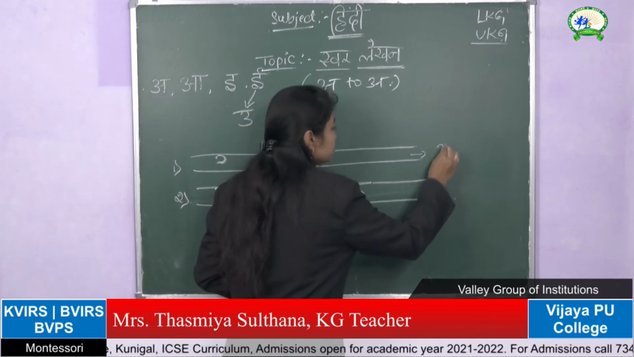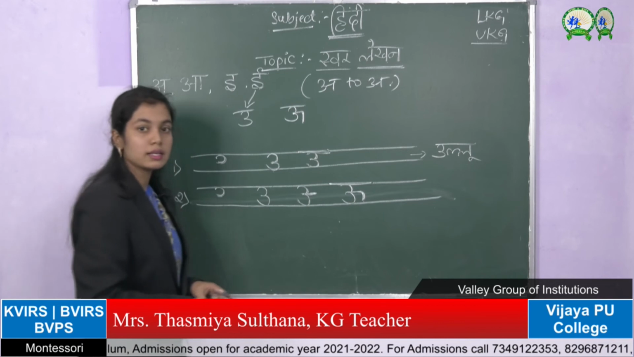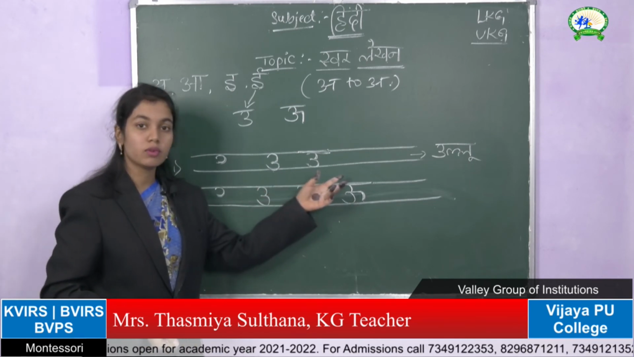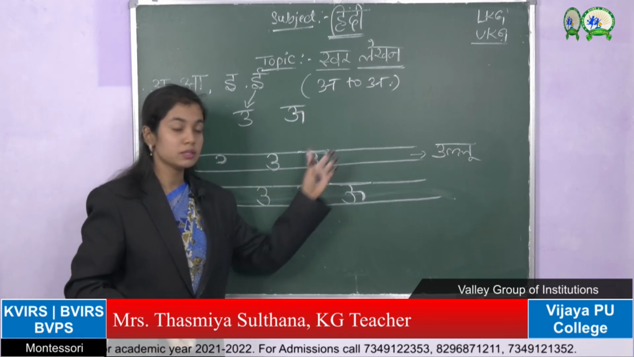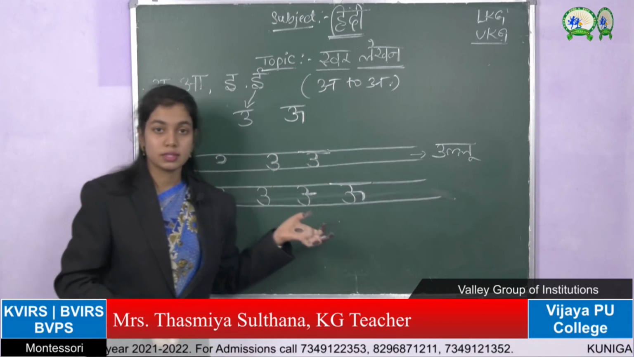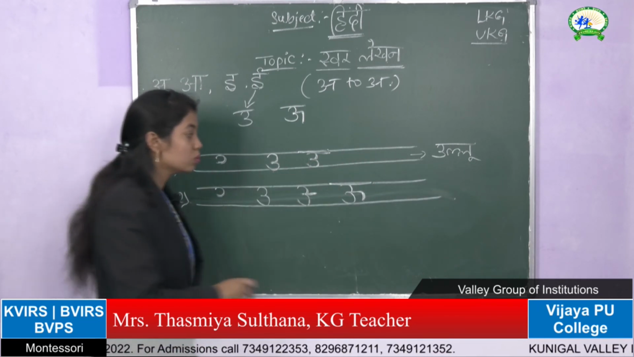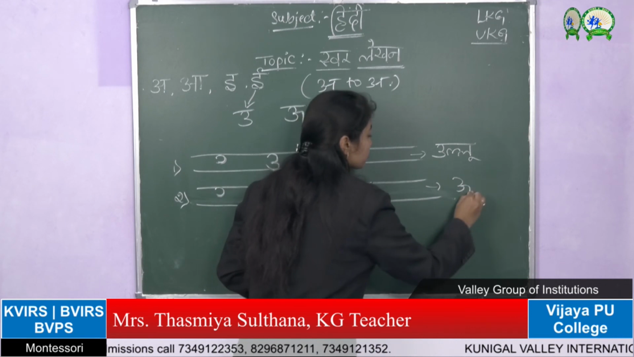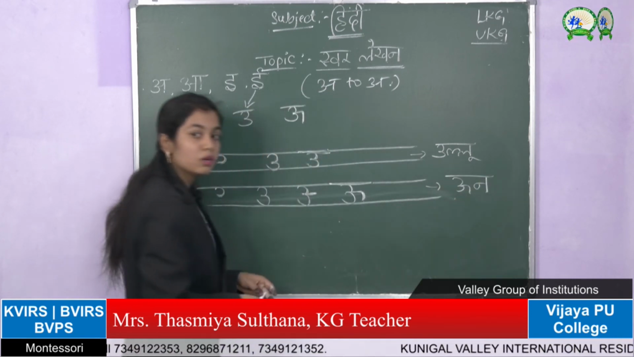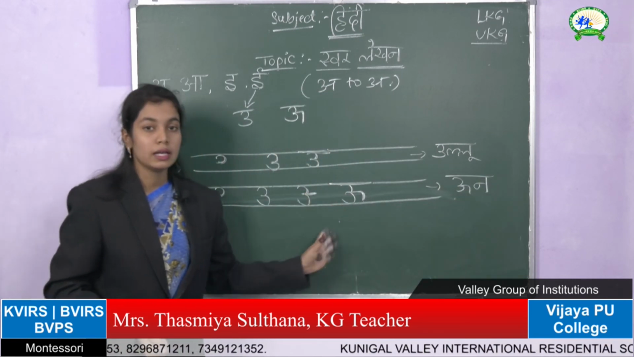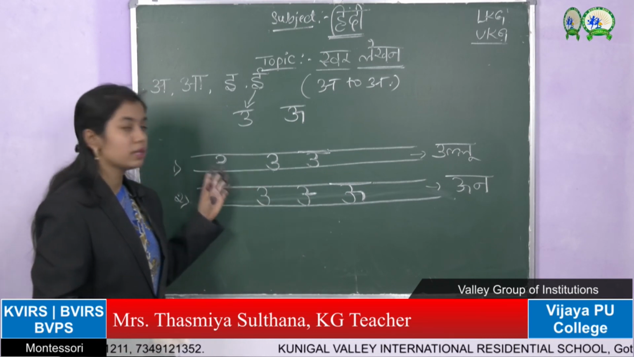From oo, ullu. In last year we have done these words from letters. From letters we have learned the words. Oo se ullu, oo se oon. These are the words from the letters. I hope you have done with this.